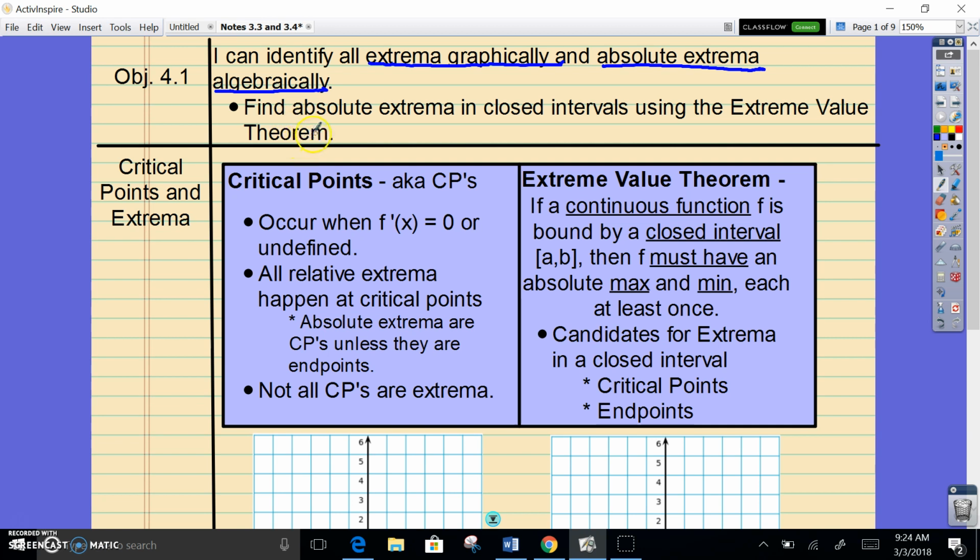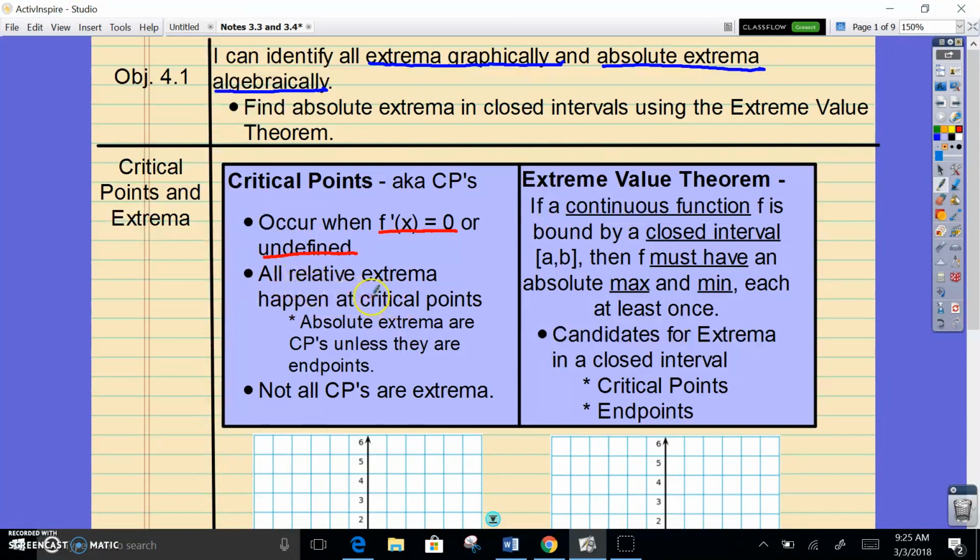The goal of this video will really be to find absolute extrema in closed intervals using something called the extreme value theorem. Before I begin, I want to make sure that we summarize many points we've talked about in class. Critical points, I will use CPs for short in the future, occur when the derivative is 0, but also when it is undefined. Most students forget about the undefined part, but that's going to play a role in today's lesson. All extrema will happen at critical points.